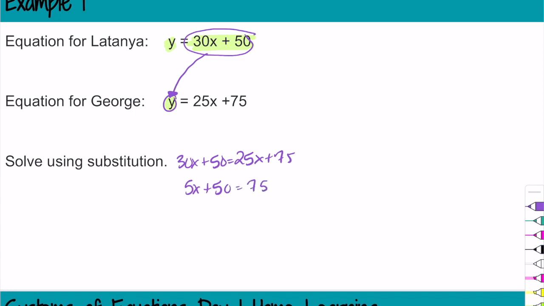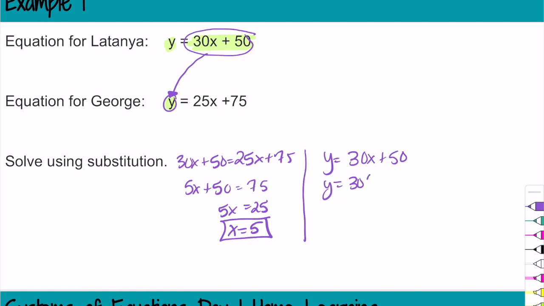Subtract 50 from both sides, we get 5x equals 25. Divide both sides by 5. X is 5. Remember, we're only halfway done because we need X and Y. In this case, I'm going to choose y equals 30x plus 50. That would be 30 times 5 plus 50. 30 times 5 is 150, and 150 plus 50 is 200. So X is 5 and Y is 200.